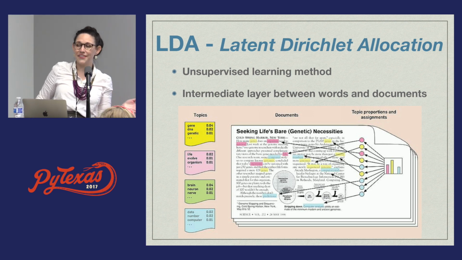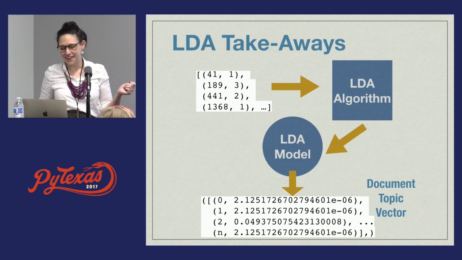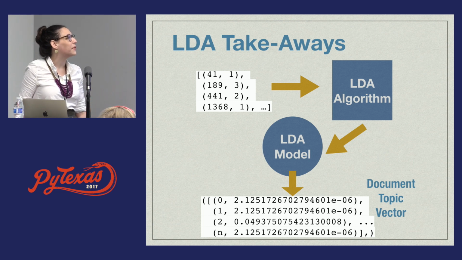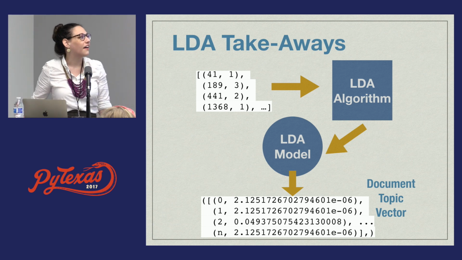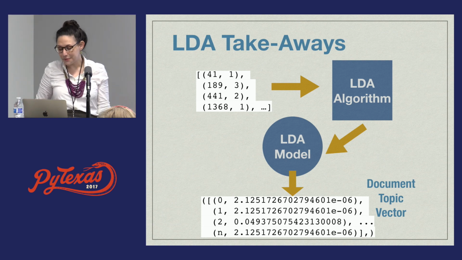So there's a lot of data science terms and jargon I just threw out. What I want us to take away for today is we feed our LDA algorithm a bag of words format corpus. We get an LDA model out, and we gain lots of information with a trained LDA model. One of the specific outputs I'll be talking about a lot is a document topic vector.